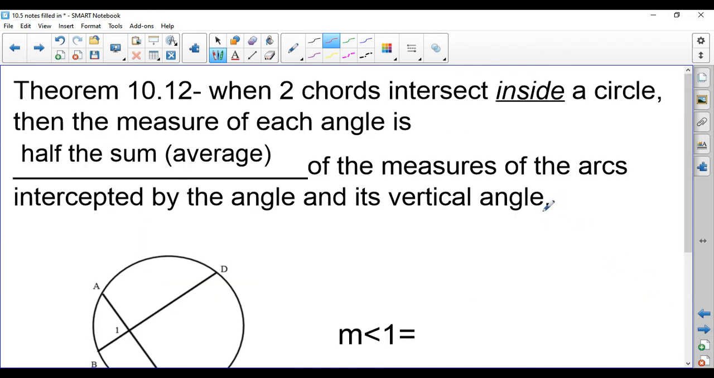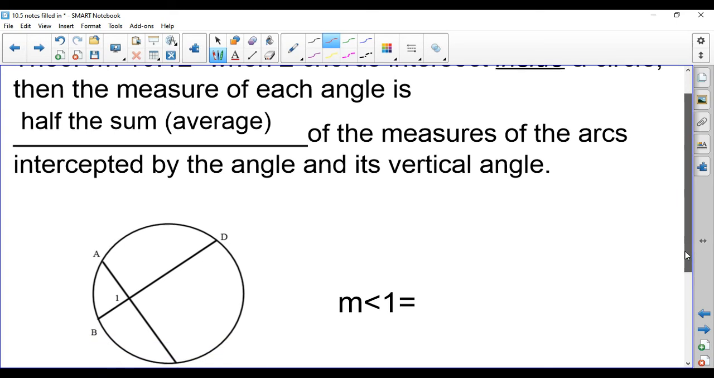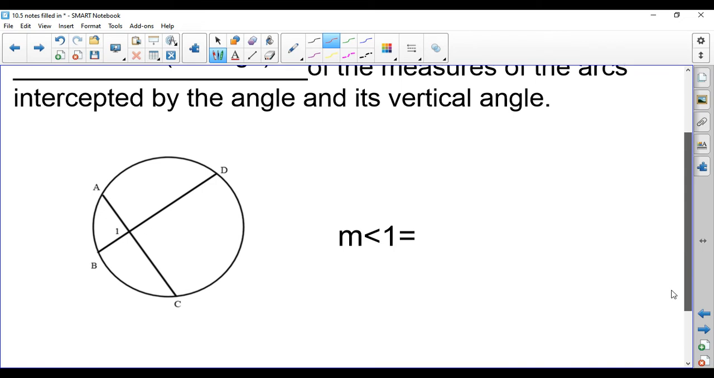The second theorem: when 2 chords intersect inside a circle, the measure of each angle is 1/2 the sum, which is the same as the average, of the measures of the arcs intercepted by the angle and its vertical angle. There's a lot of words in here. Let's look at what it means on the diagram.